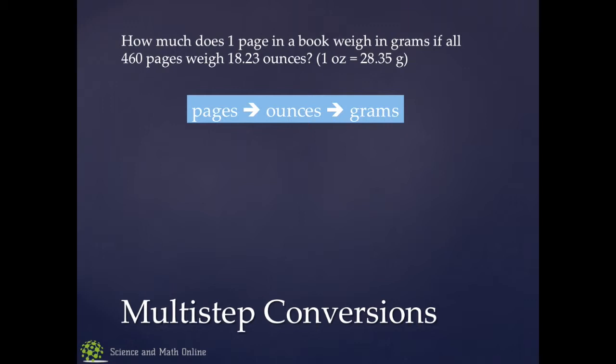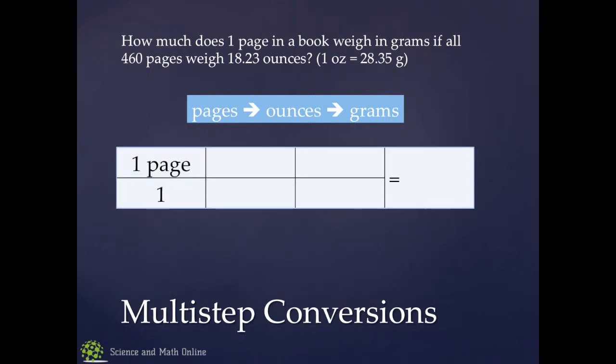So I can figure out how many pages per ounce. I'll show you the math for that. We can do it as 2 separate things, but we're going to do it as one thing. We want to know how much one page weighs, so I'm going to put 1 page over 1. Now I need a conversion factor for pages to ounces. I happen to know that 460 pages is equal to 18.23 ounces. So I can put page here, ounces here. The number with pages is 460, and the number with ounces is 18.23.